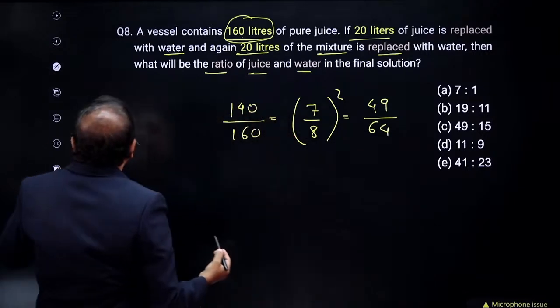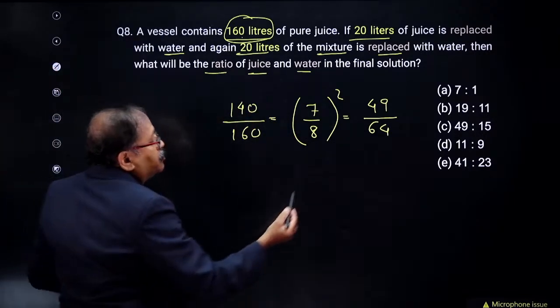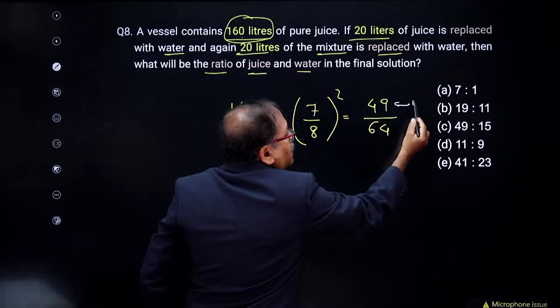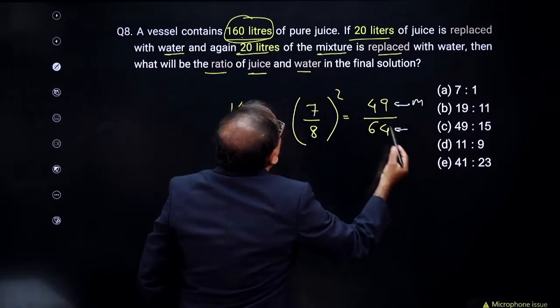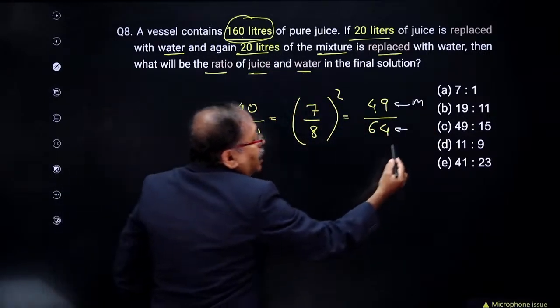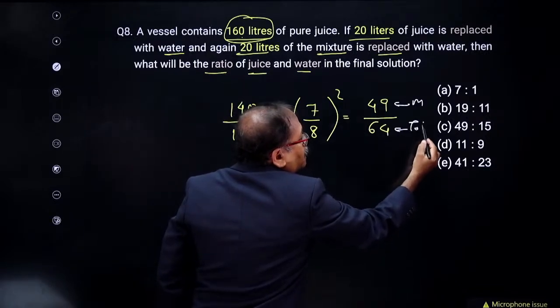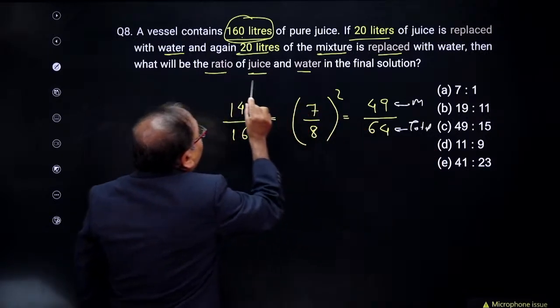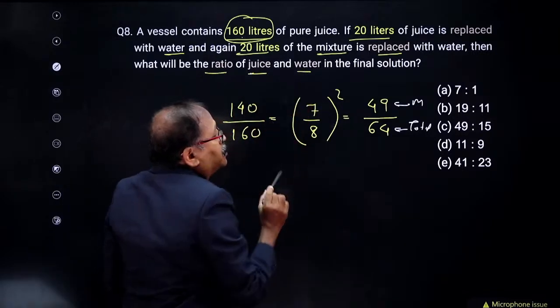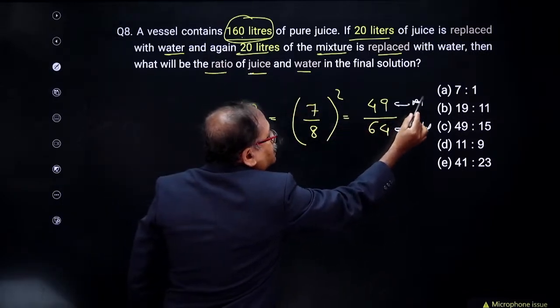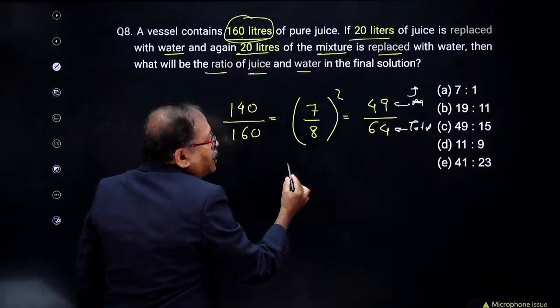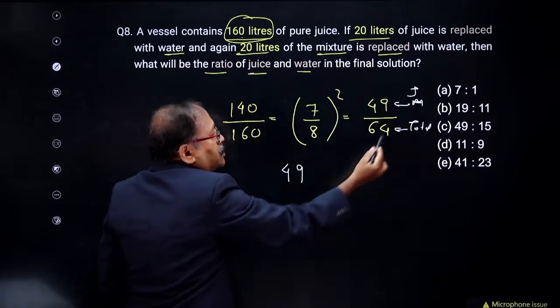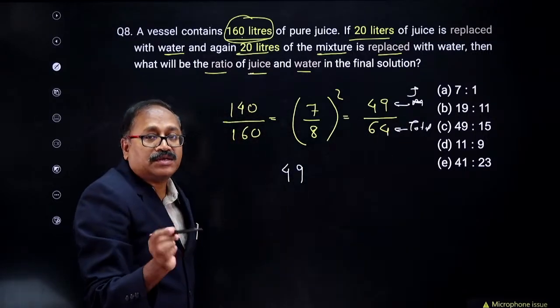So what is this 49 and what is this 64? That is important to understand. This 49 is the juice, and 64 is the total. You are asked to find the juice to water ratio. So I know the juice is 49. Even if you go with the options, only one option has 49, that is your answer.